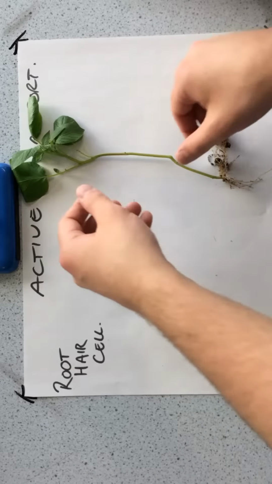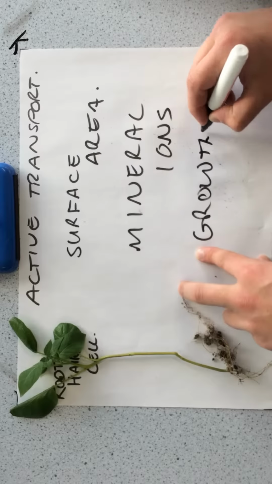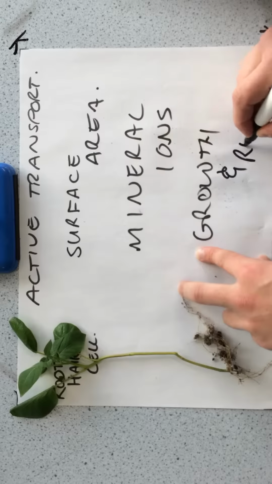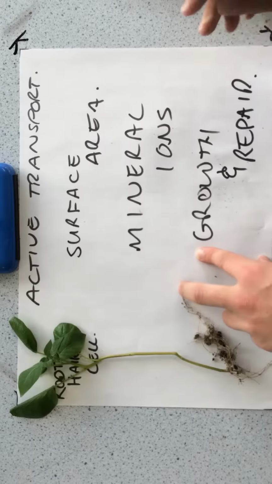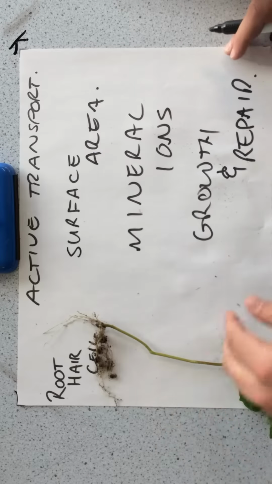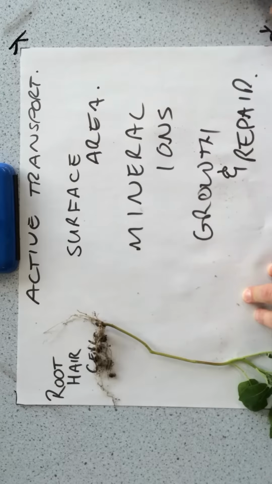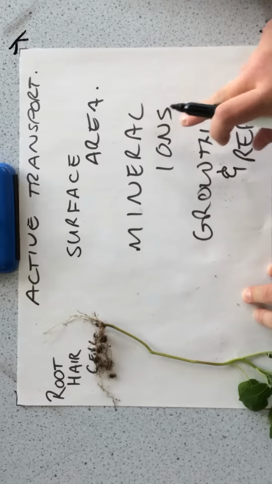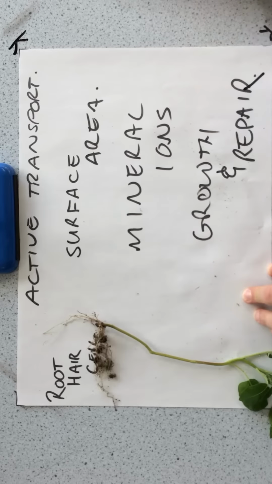The root hair cell is what gives my plant a large surface area. The bigger the surface area, the more mineral ions can be absorbed by the plant. Mineral ions are needed for growth and repair. Okay? So, setting the scene. My root hair cells I find in my roots, obviously. They give the plant a big surface area. They're for transporting in mineral ions, and it's for growth and repair.